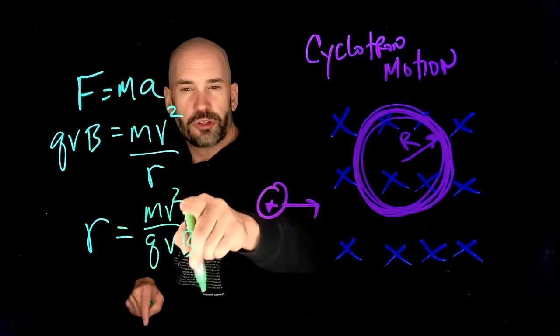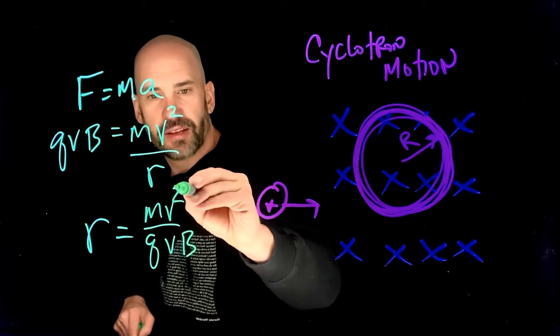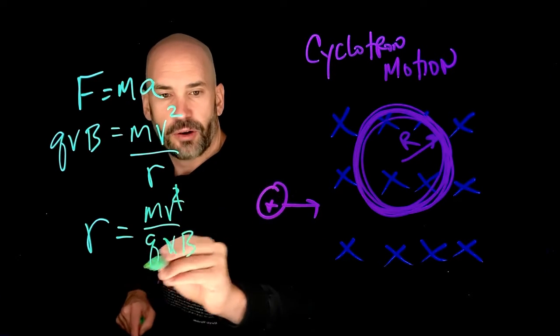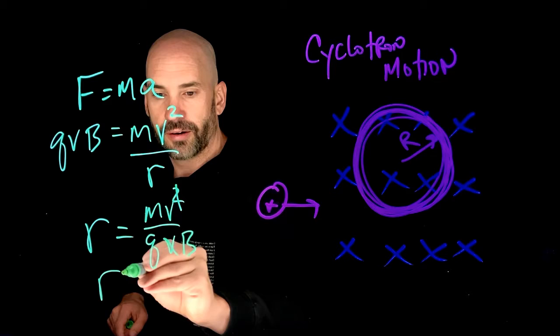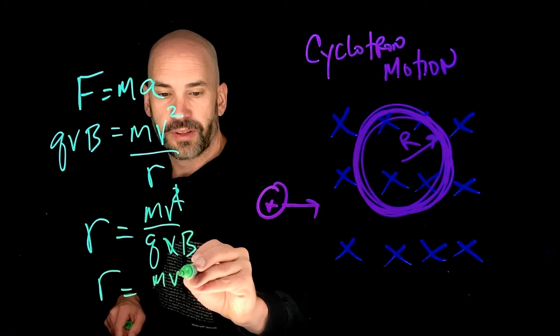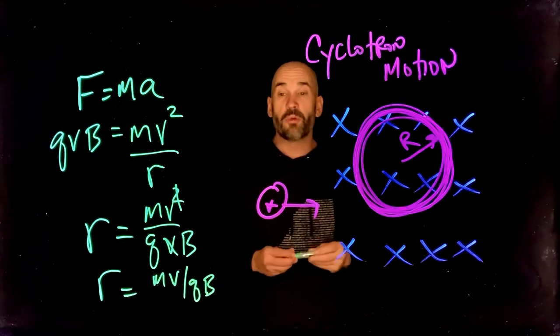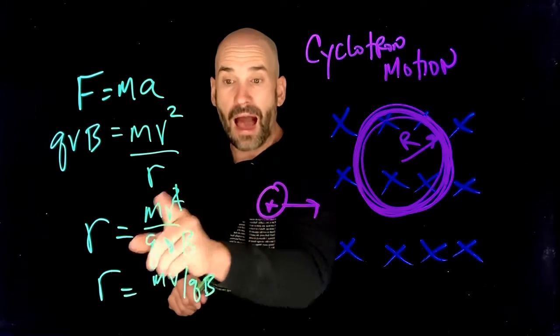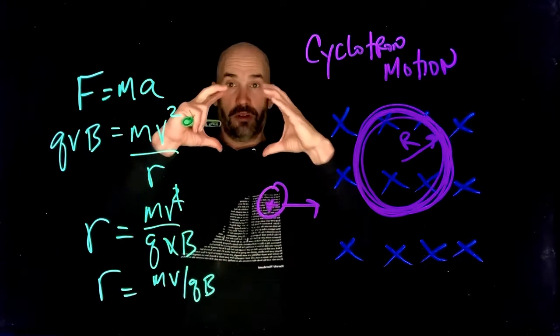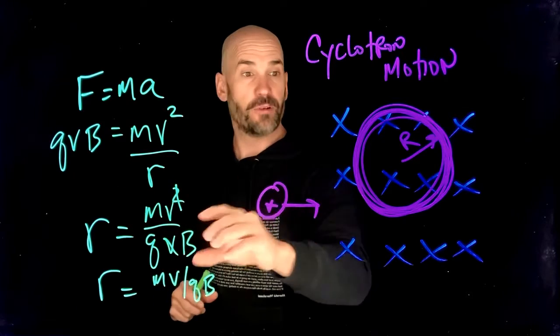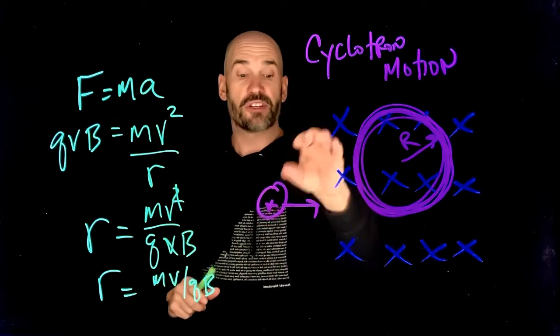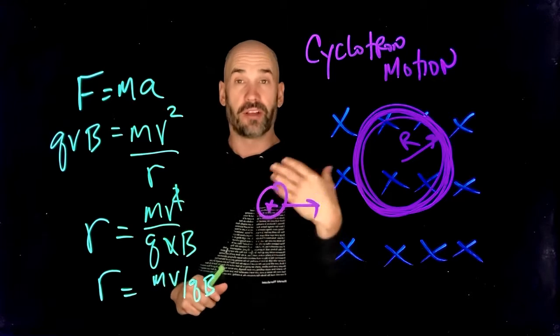But if you notice, there are two v's on top and one v on the bottom. So I can cancel that with that. And so I get r equals mv over qB. Pretty powerful. Okay, so we can find out how wide that radius is when you have any kind of charged particle undergoing cyclotron motion.